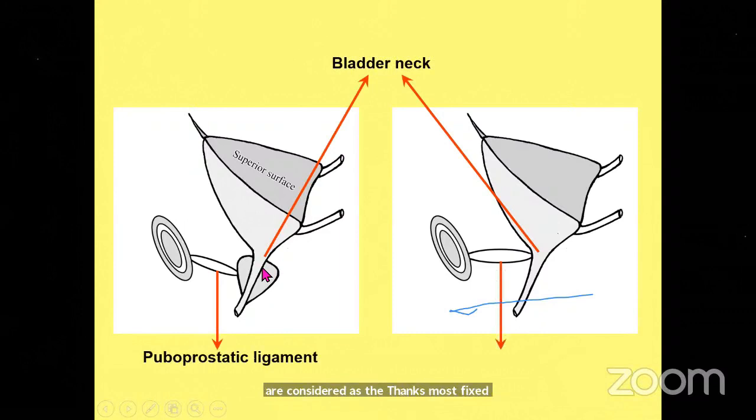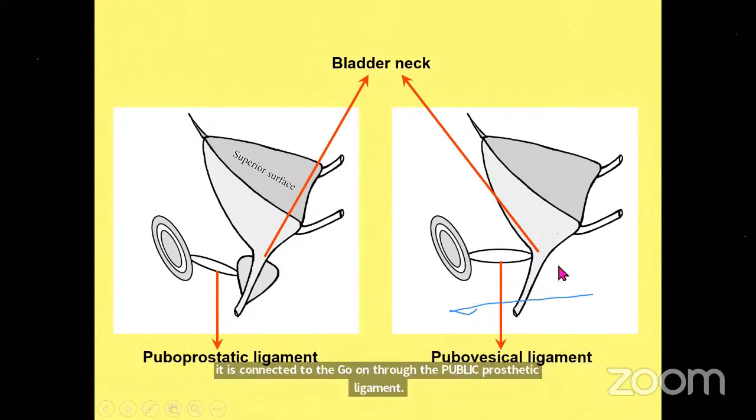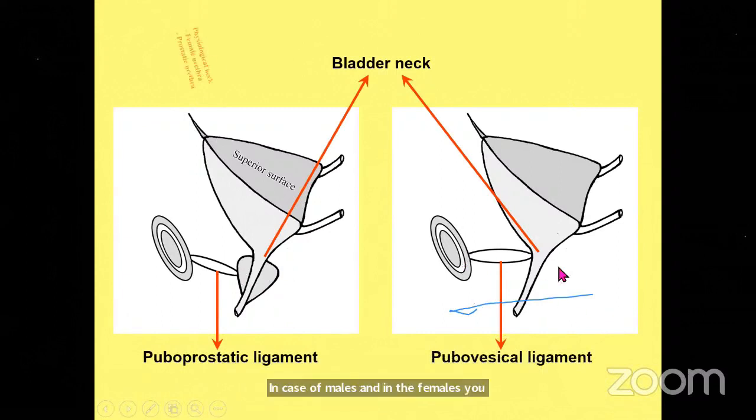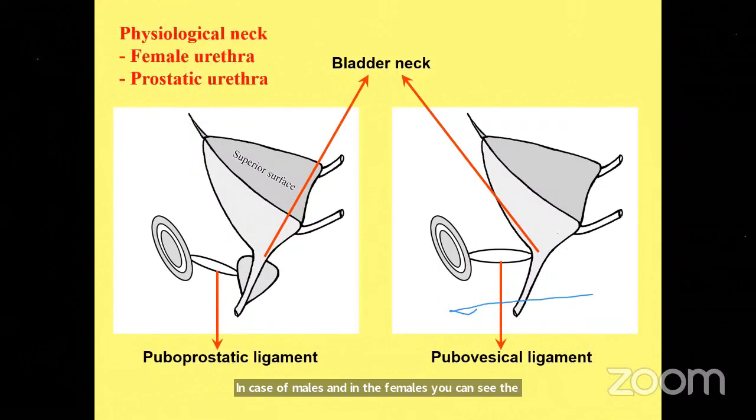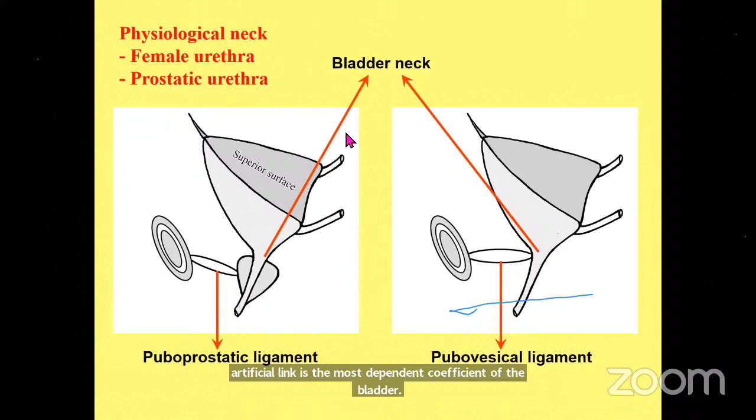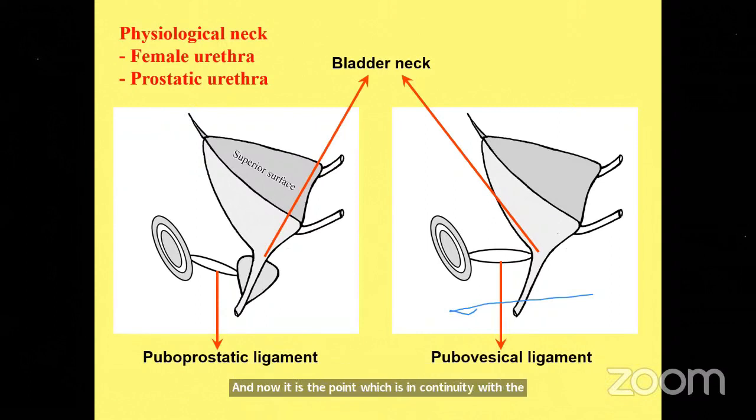It is connected to the pubic bone through the puboprostatic ligament in the case of males, and in females you can see the pubovesical ligament related to it. And what do you mean by physiological neck? The anatomical neck is the most dependent position of the bladder, and it is the point which is in continuity with the urethra. What do you mean by physiological neck?